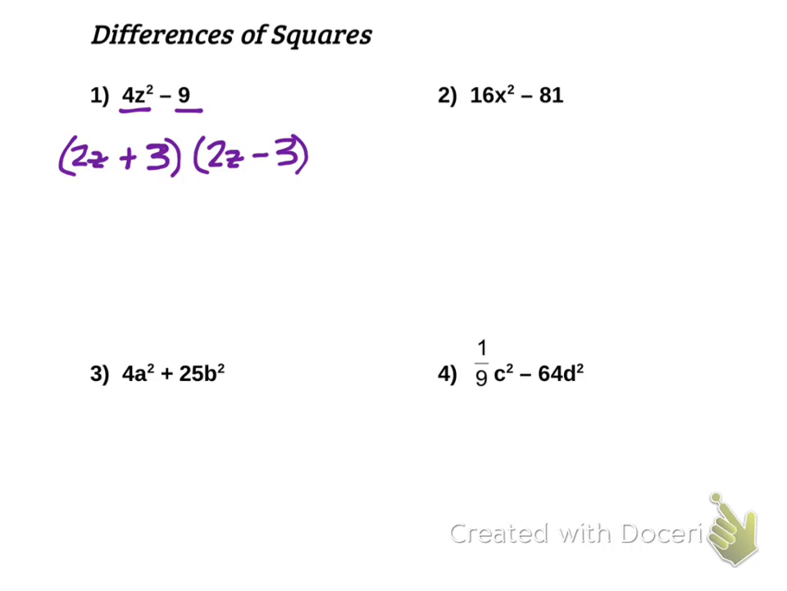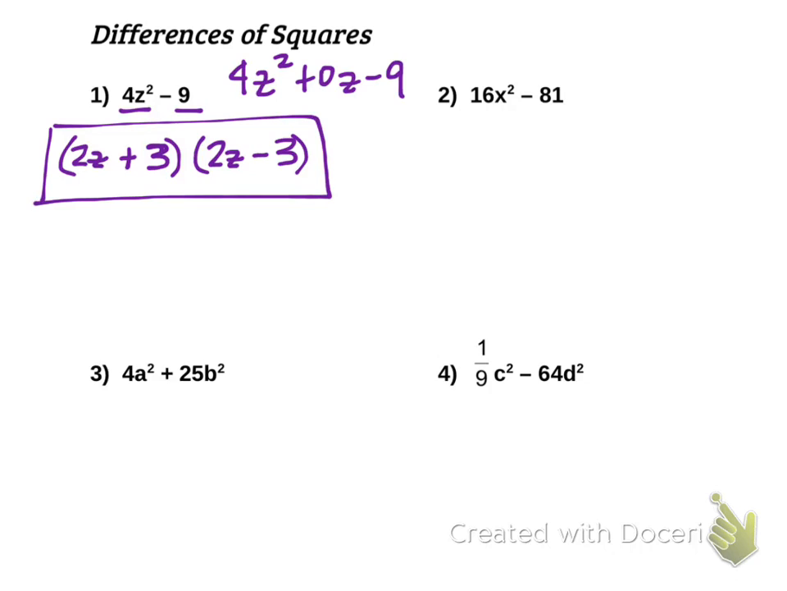So there are some different things that go into that. Remember, that's like 0. So this would be a 0, or 4z squared plus 0z minus 9. So that's how that works out. And that's the factoring part: how we get this common factoring part that we have here for this polynomial.